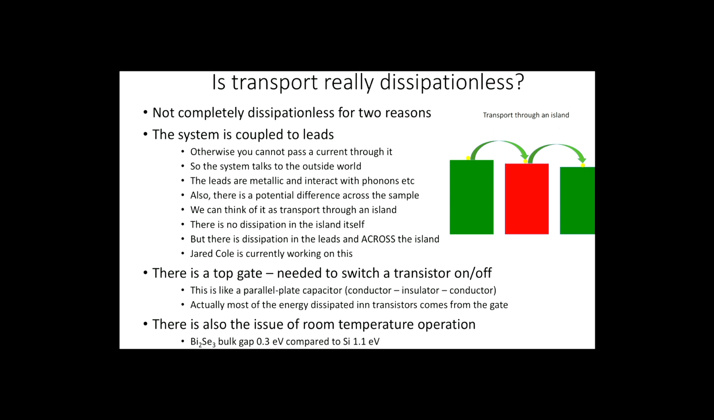Bismuth selenide is a topological insulator. It has a bulk gap, and this Dirac cone exists inside the bulk gap. For this system to be useful at room temperature, the bulk gap needs to be much larger than room temperature. So the system needs to be an insulator at room temperature. So the bulk gap of bismuth selenide is 0.3 eV, right? The bulk gap of silicon is 1.1 eV.